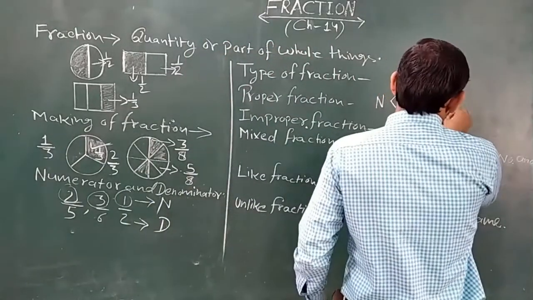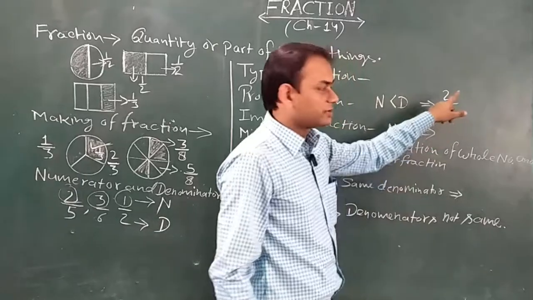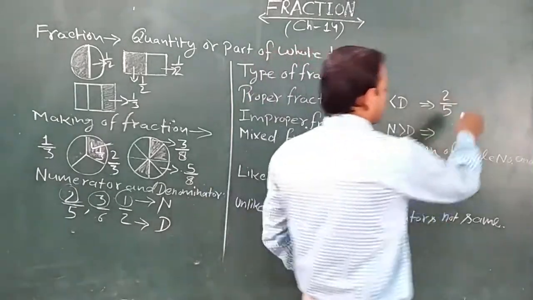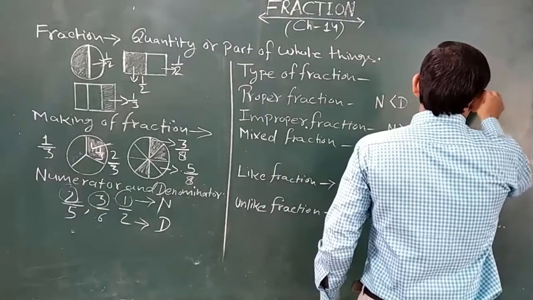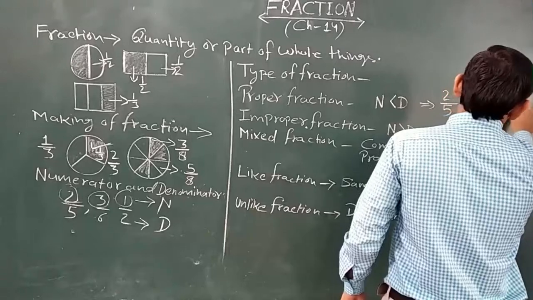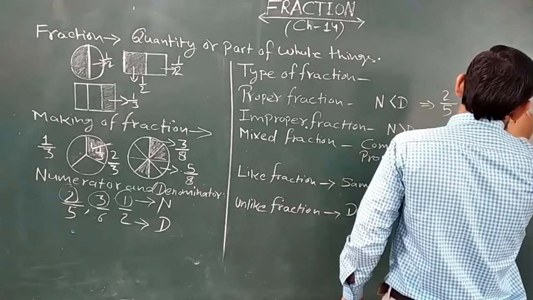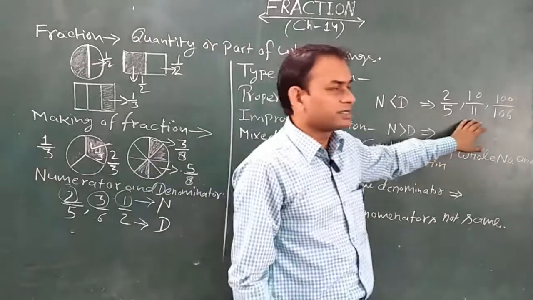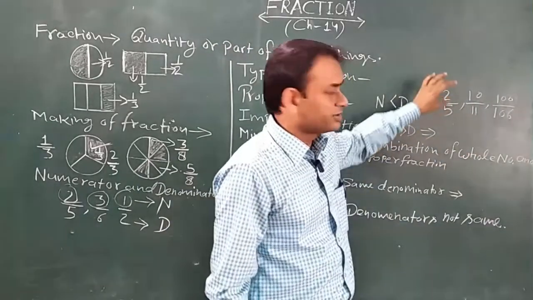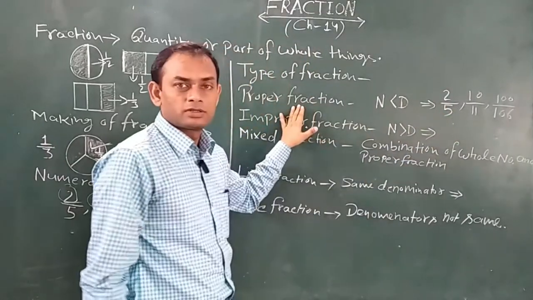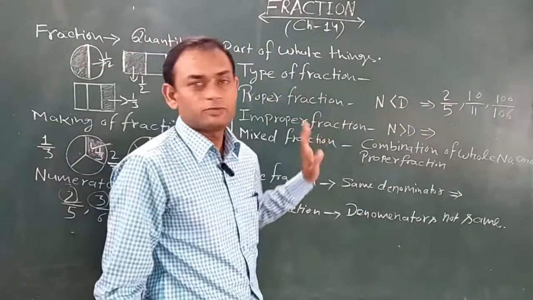Like 2 by 5. Here the numerator is smaller than the denominator, so this is a proper fraction. Like 10 upon 11, 100 upon 106. Whatever you write in which the numerator is smaller than the denominator will be called a proper fraction. There are several examples you may write.